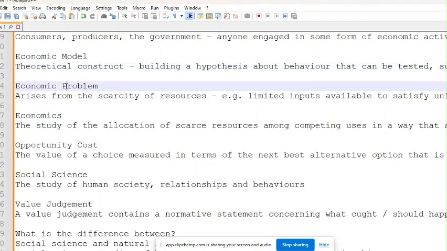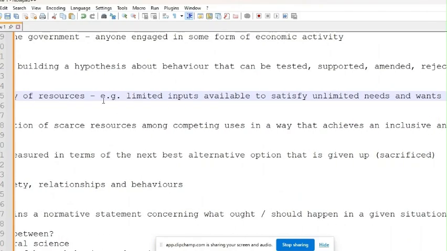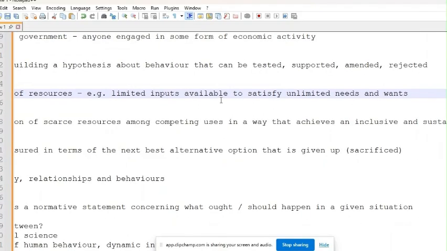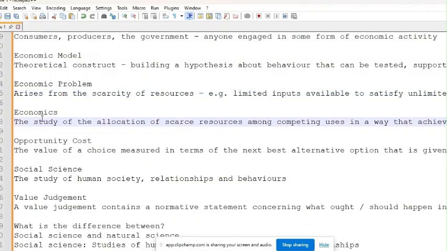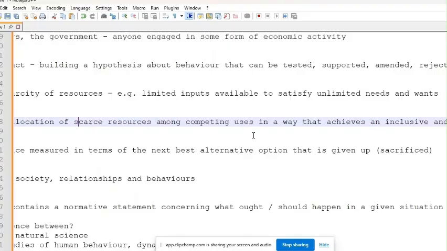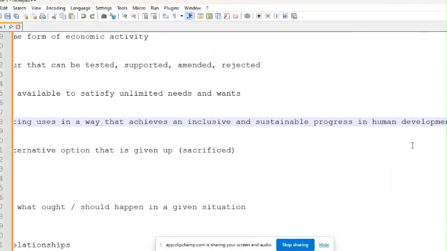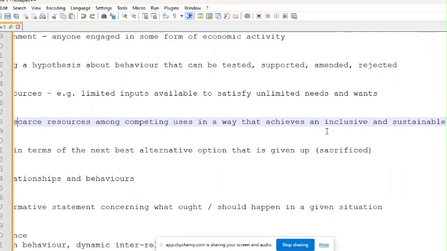So let's look at the economic problem. This arises from the scarcity of resources. Example, limited inputs available to satisfy unlimited needs and wants. So moving back to this, economics is the study of the allocation of scarce resources, because resources are not infinite, among competing uses in a way that achieves inclusive and sustainable progress in human development.